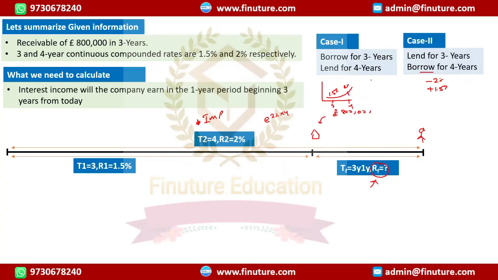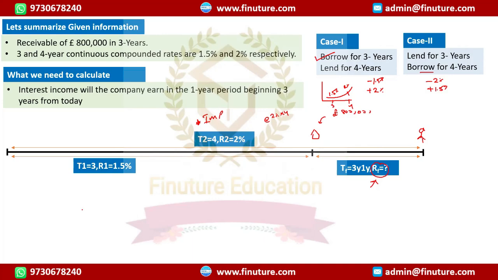Whereas in this case, you're borrowing at 1.5%. If you borrow for 3 years and lend for 4 years, your cash inflow is higher. So this is the correct option. Now let's see how much that amount would be. Now it is clear that we would be borrowing for 3 years and lending for 4 years.